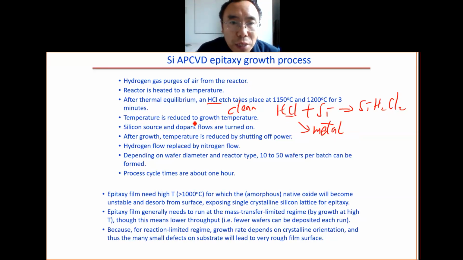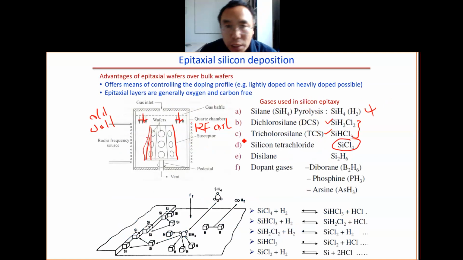Then the temperature is reduced to the growth temperature, and we have the source material and the dopant introduced into the chamber. Then we have the growth. Then we cool down, reduce the temperature and shut off the power. Then the hydrogen flow is replaced by nitrogen flow. Normally we can do 10 to 50 wafers per batch, because here we can put 10 to 50 wafers per batch.